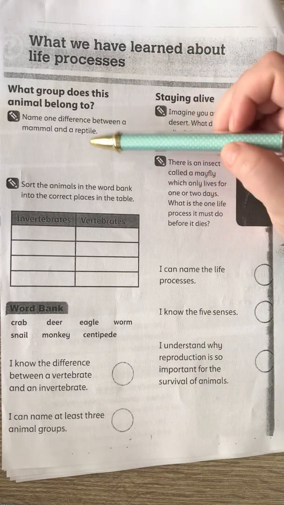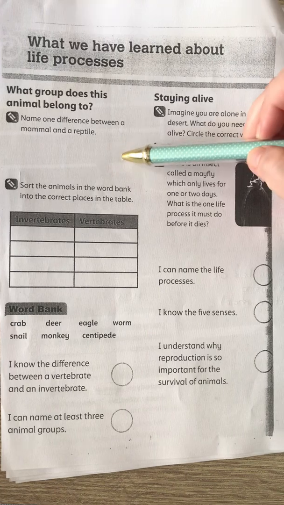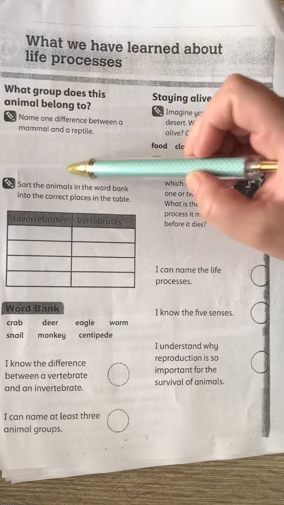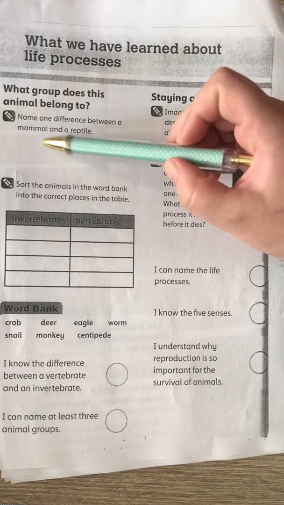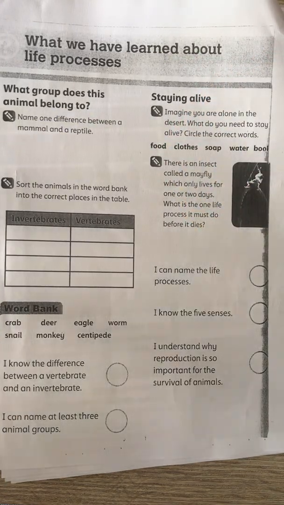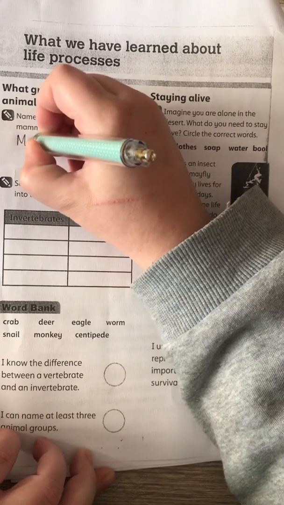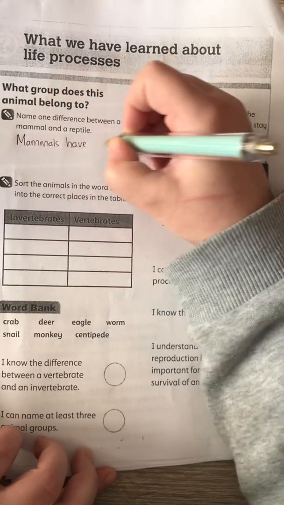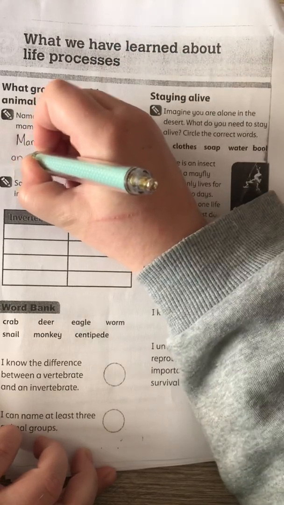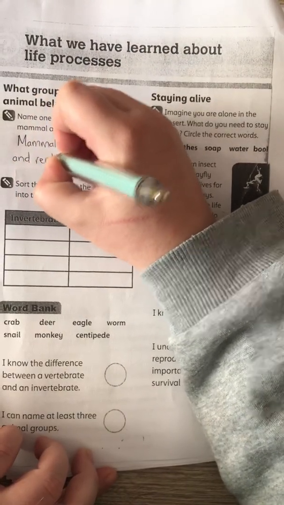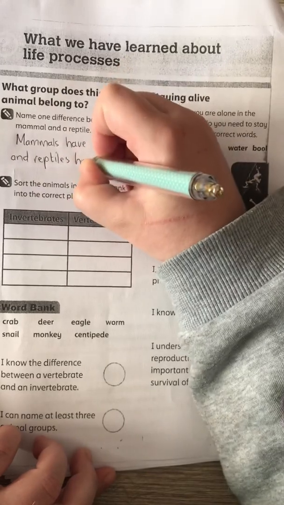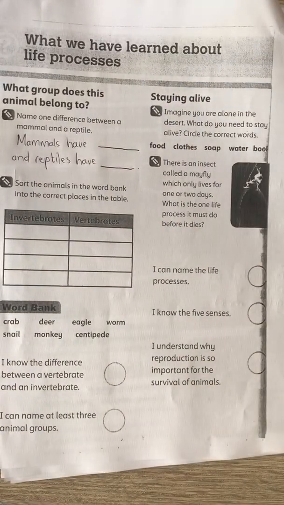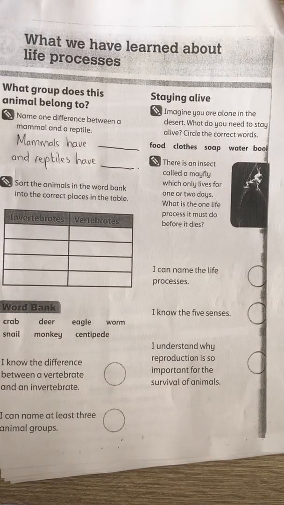Mammals have this, or mammals give birth this way, or whatever, and reptiles have this, or reptiles give birth this way. Write something like, I'm just going to give you an example. Mammals have, and reptiles have, whatever you want to write. Just write a difference between a mammal and a reptile.